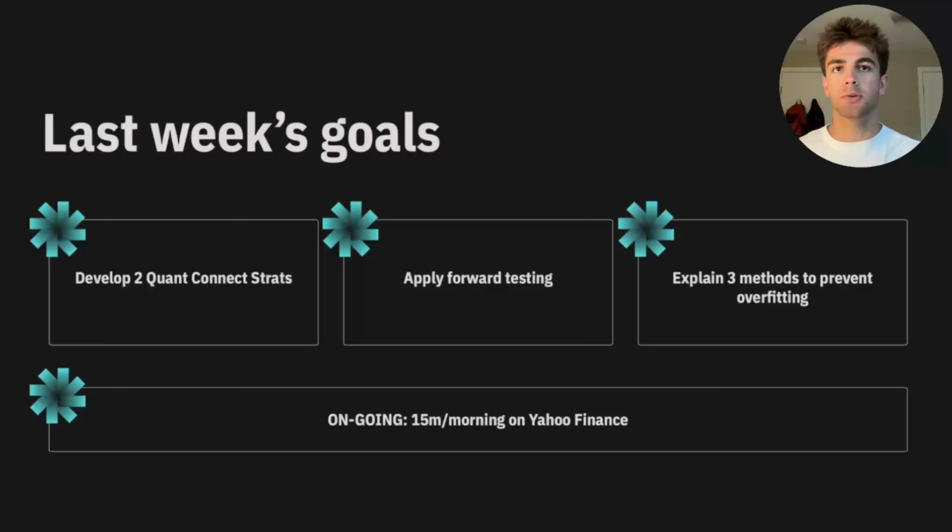Last week's goals were to develop 2 strategies in QuantConnect. I did that, the momentum and volatility one. Apply forward testing. I did that in 2 ways, a bootstrapped Monte Carlo and a forward projection Monte Carlo. And then explain 3 methods to prevent overfitting. I came up with 5.